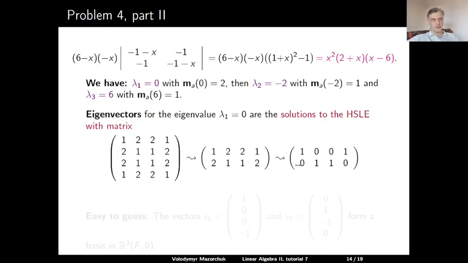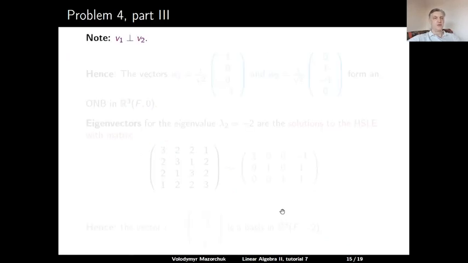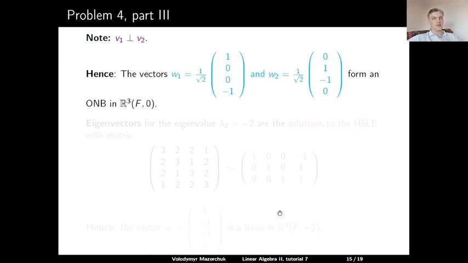And one can do the usual thing, find solutions or directly guess them here. So the vectors (1, 0, 0, -1) and (0, 1, -1, 0) form a basis in the vector space of all solutions to this linear system, that is, in the vector space of all eigenvectors for f with eigenvalue 0. Please note that v1 is orthogonal to v2. We got lucky in this situation. So we only need to norm them. They have length root of 2.